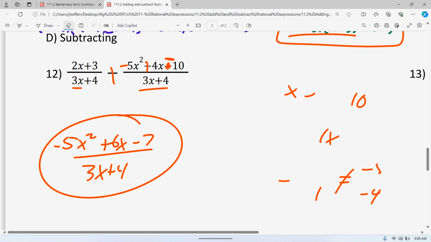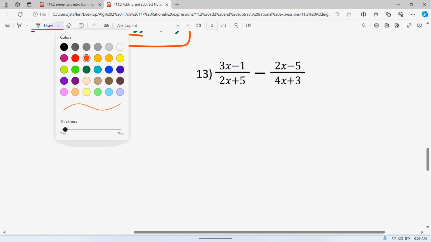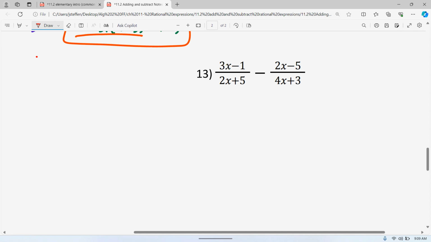So let me get rid of this. And we only have about 5 minutes left, so I'll probably only do like 1 or 2 of these. But again, like I said, don't make these harder than they are. I'm not saying they're easy, but they're not any more difficult than the adding problem. So I change this to plus. My 2 changes to a negative. My 5 changes to a plus.